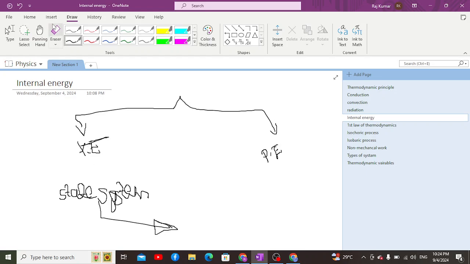Now for that, we've got two major types of energies which are present in a system, which are kinetic energy and potential energy. The potential energy is due to two major forces. Number one is chemical energy.